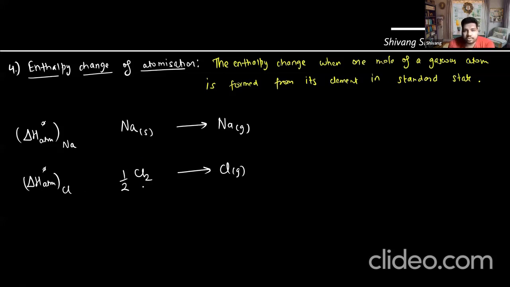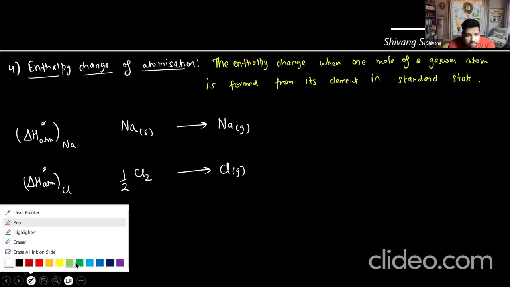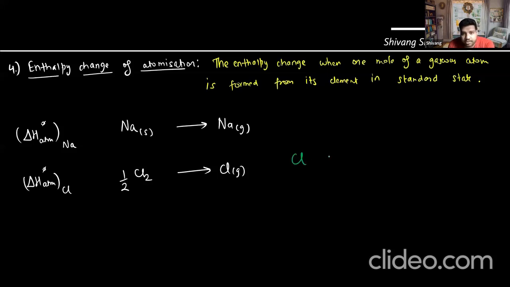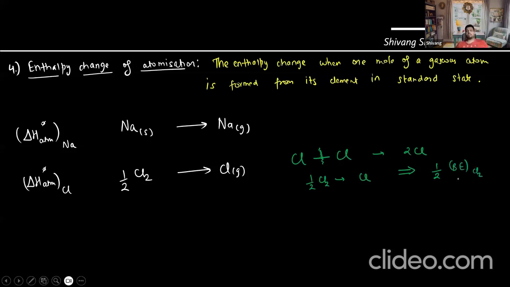That is delta H atomization of chlorine. What we are doing here, we are taking a chlorine molecule. This is important, pay attention. This is 2 chlorine molecules being broken down to form 2 chlorine, right? But if you have half Cl2, it gives you 1 chlorine, right? So this can also be said to be what? Half times the bond energy of the chlorine-chlorine bond. So if you break 1 chlorine-chlorine bond, you get 2 chlorine atoms.